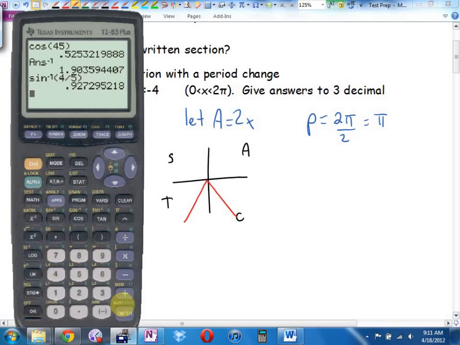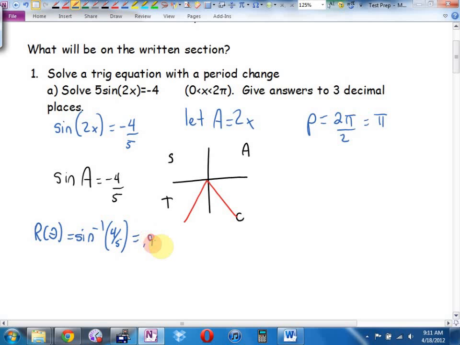You get a reference angle of 0.9273? 0.9273, yes? Which means that angle is 0.9273 and that angle is 0.9273. What's my first A value? How can I figure it out? Pi plus, can you do that on your calculator? Can you go pi plus 0.9273? What do you get?